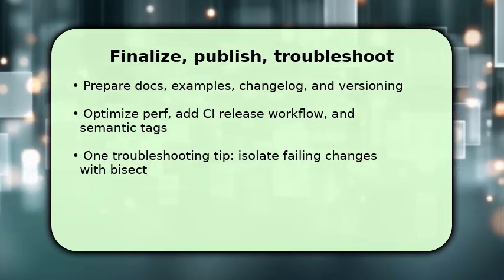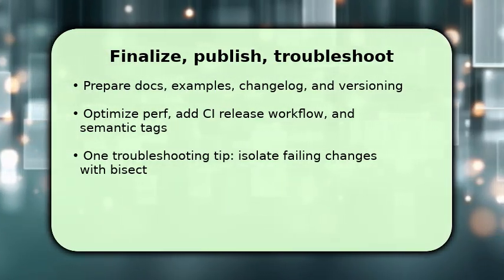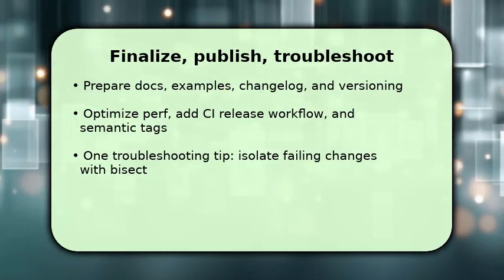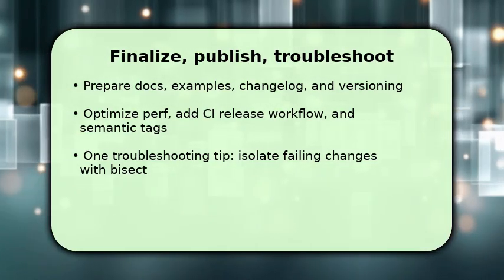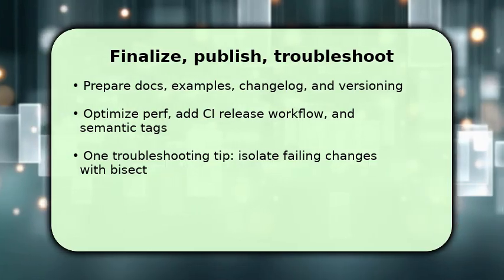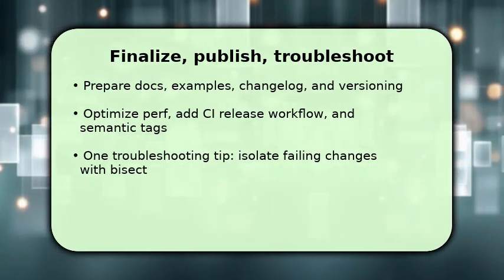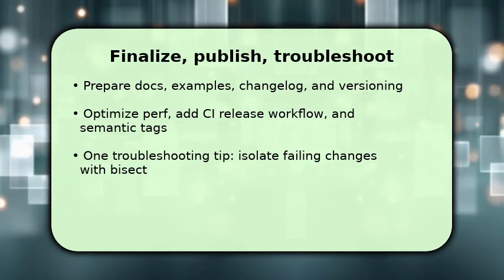If something breaks, bisect commits to isolate the failing change quickly and run integration tests in a clean environment. Keep feedback loops short, triage issues, patch regressions, and release incremental improvements so users can adopt safely and confidently.